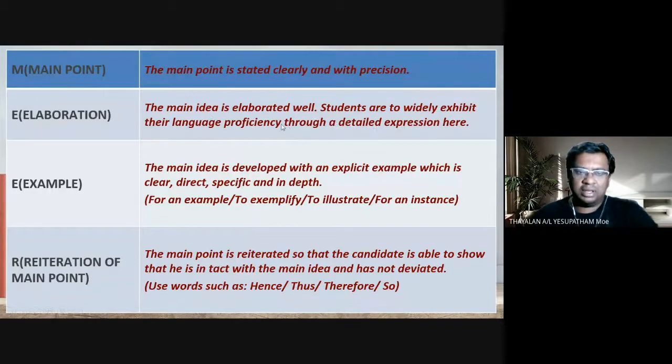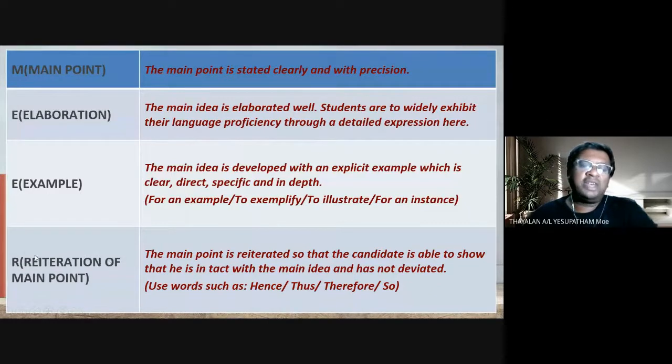And then we'll move on to examples, whereby the main idea is developed with an explicit example, which is clear, direct, specific, and in-depth. So you must choose a very particular, specific, clear, direct example. So you can use these terms: for an example, to exemplify, to illustrate, for an instance. These are to show an example.